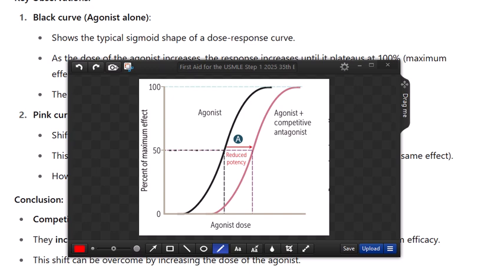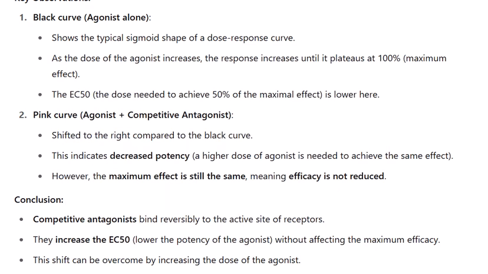Conclusion: competitive antagonists bind reversibly to the active site of receptors. They increase the EC50, lower the potency of the agonist, without affecting the maximum efficacy. This shift can be overcome by increasing the dose of the agonist.